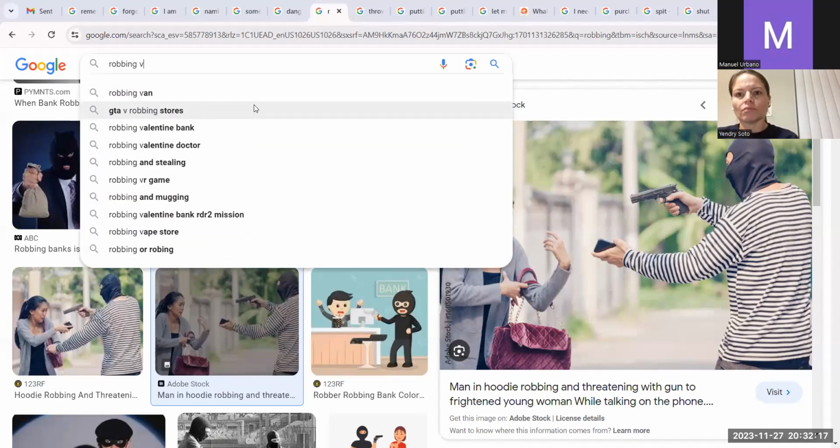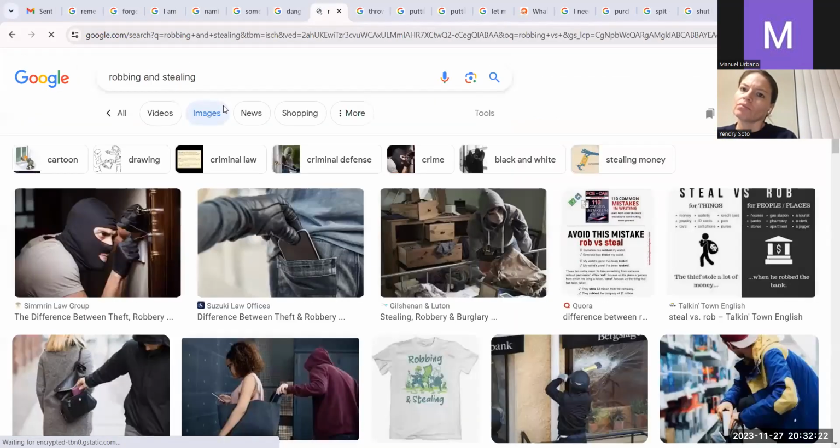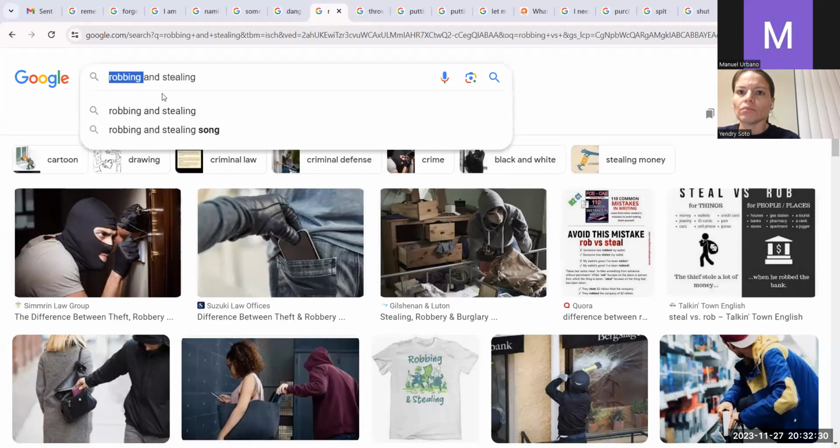Now, robbing is just the same in Spanish. There is a difference between that in Spanish we don't make too much, and it is robbing and stealing. For us, it is robar, right? When it's robbing, there is violence. They have a gun, they have a knife. So robbing, stealing, you can steal from a bank, for example.